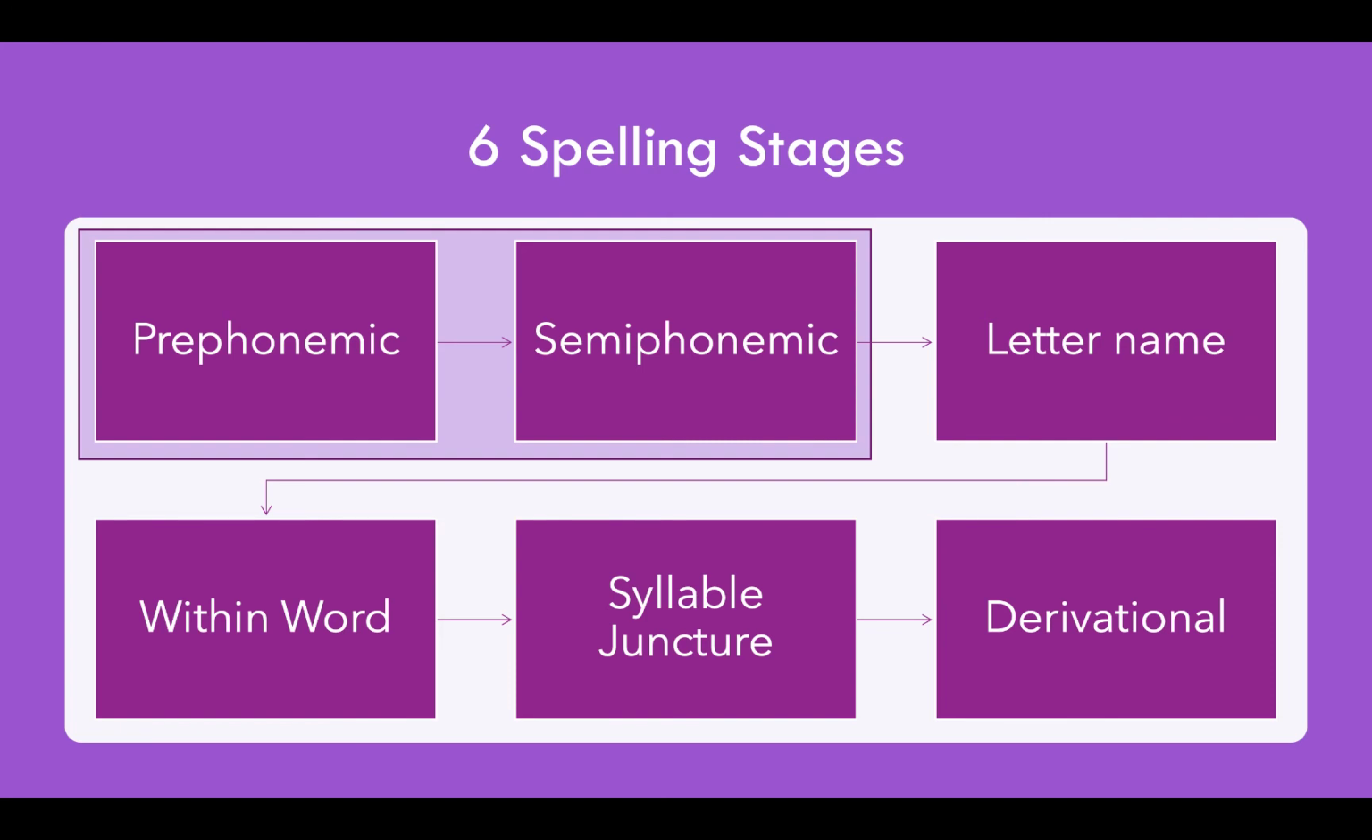The 6 spelling stages include the first 2, prephonemic and semiphonemic, which are often combined into emergent spelling. Next comes letter name, within word, syllable juncture, and derivational constancy. Now it's time to pause the video and read the article, pages 224 to 229.